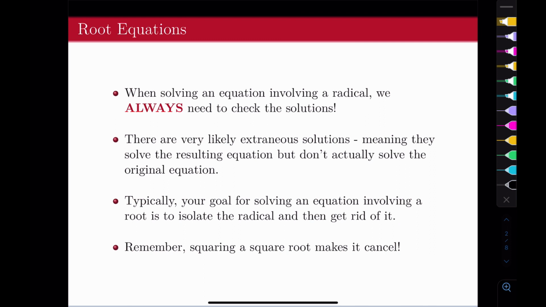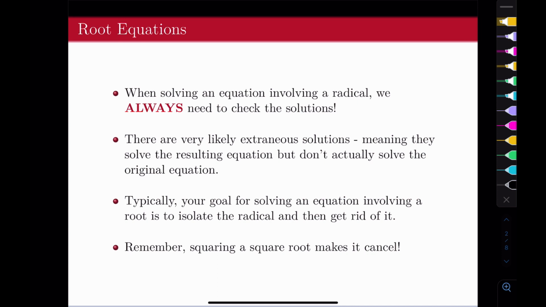The main thing you have to be careful about when you're dealing with root equations is that you have to check your solutions. And that really means check them. Not just check that they make sense in the context of the problem, but that they actually work. Because it's very likely that once we get our equation down, we're going to have multiple solutions, and maybe one of them or both of them don't work out.